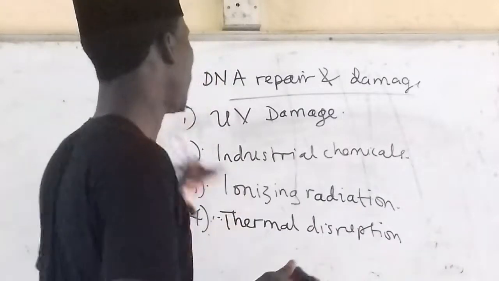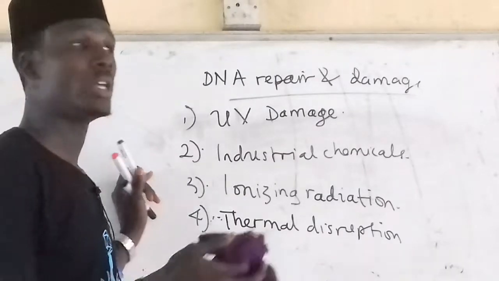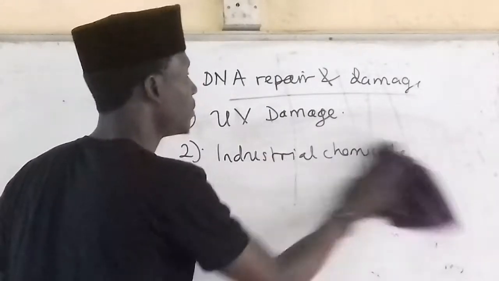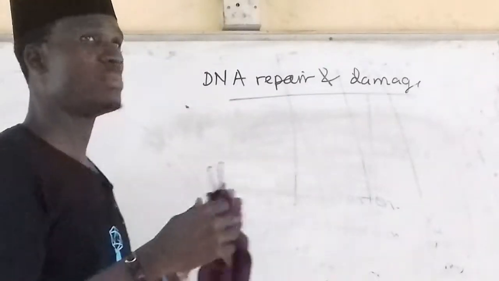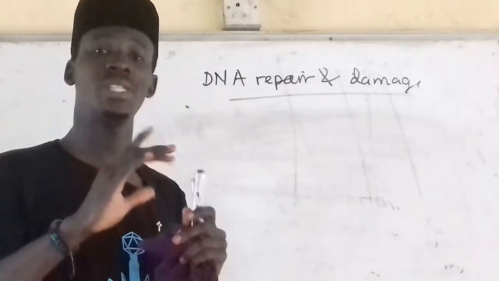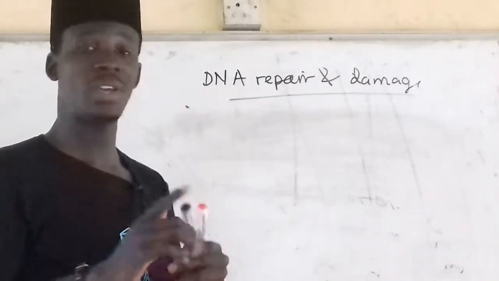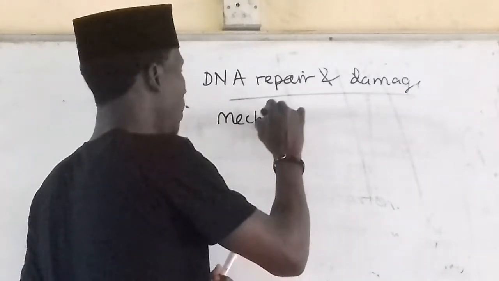So these are the four exogenous sources of DNA damage. Now we are going to be looking at the mechanisms. For these mechanisms, I'm going to create separate videos to explain them to ensure that everyone is able to understand, because I believe everyone can understand these things. So the mechanisms.